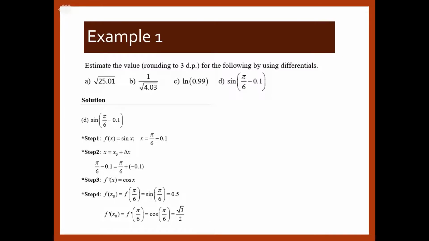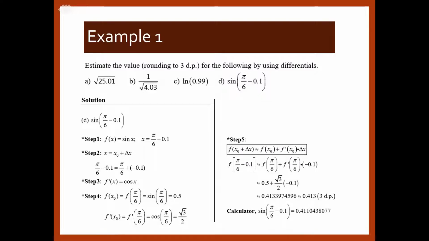Refer to 1d. To solve, let f(x) equal to sin x and x equal to pi over 6 minus 0.1. Here, x0 is equal to pi over 6 and delta x equal to negative 0.1. Differentiate f(x), you should get cos x as the answer. And substitute x0 equal to pi over 6 into f and also f prime. You should get 0.5 for f(x0) and square root 3 over 2 for f prime x0. Substitute this value into the formula and simplify. You should get 0.413 as the final answer.